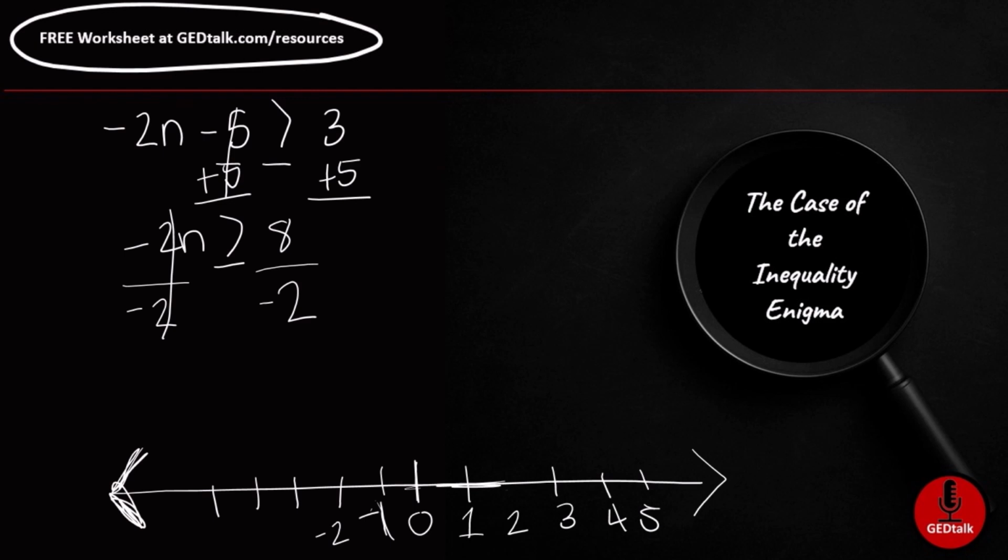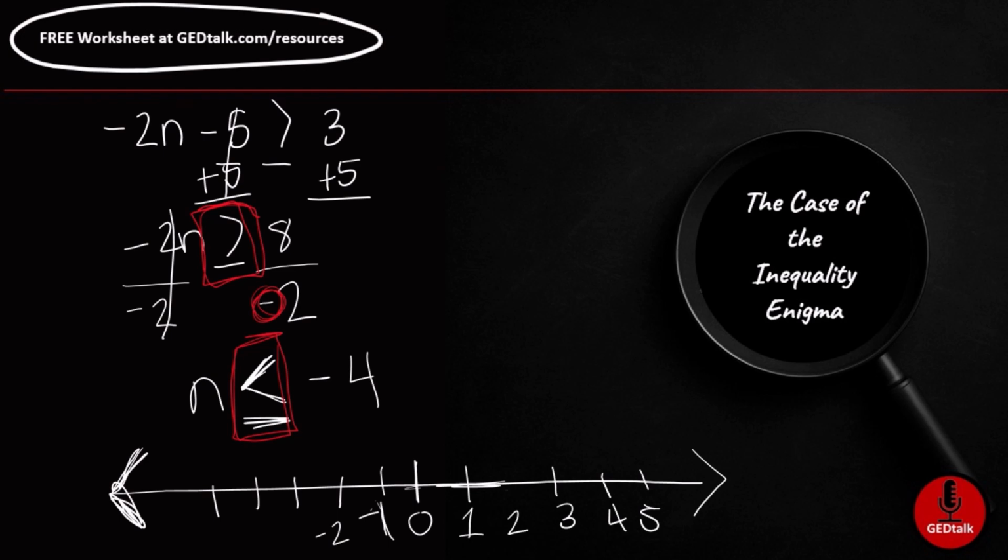Whenever you multiply or divide an inequality by a negative number, you have to flip the inequality. So we're going to do n is less than or equal to 8 divided by negative 2, which is going to give me negative 4. So once again, when you multiply or divide by a negative number like we just did, the inequality has to flip, you guys. You have to flip it, because if you don't, your answer is going to be incorrect.